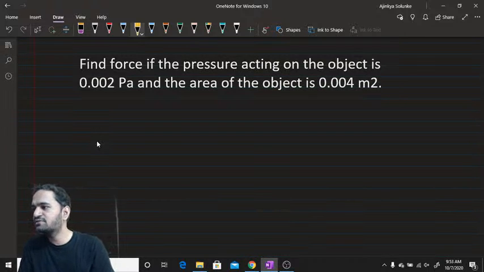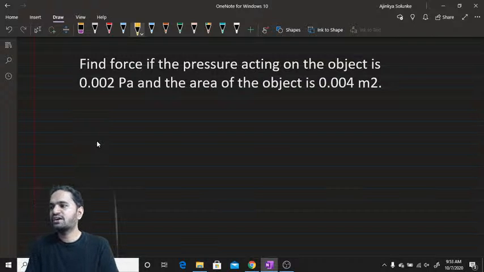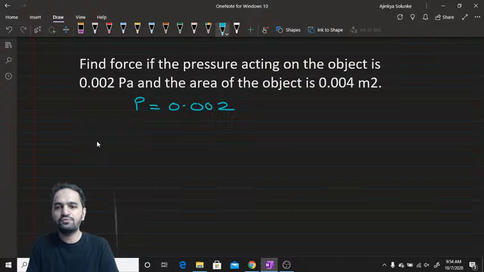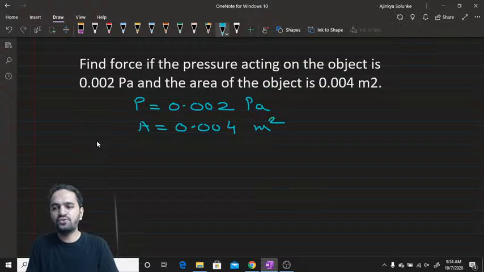Shrishti, you are writing down 0.008. Lakham, how much are you writing? 0.5 Newton. Okay, I think I should solve this. See, pressure is being given as 0.002, that is 0.002 Pascals, right? What is the area given? Area given is 0.004. What are they asking? Force.